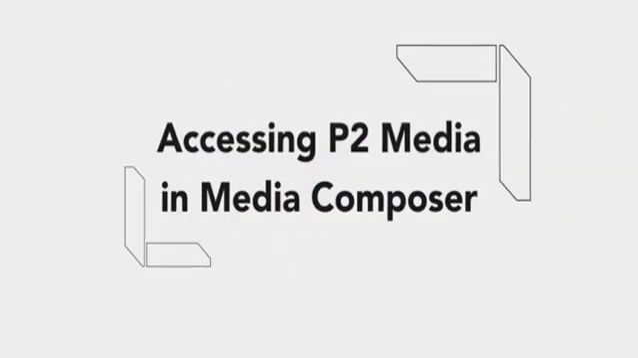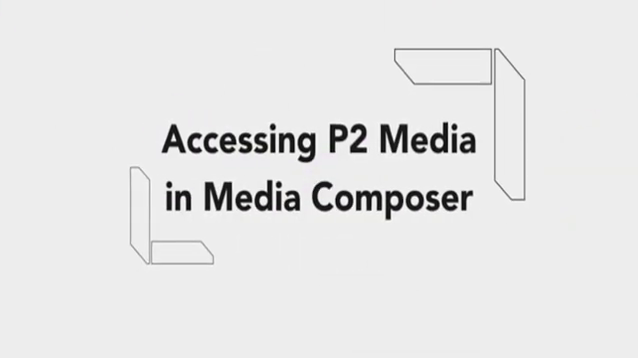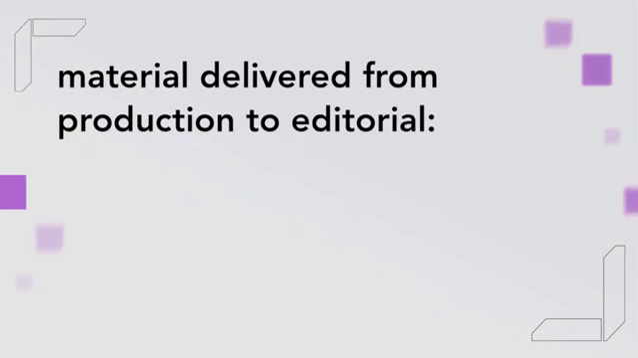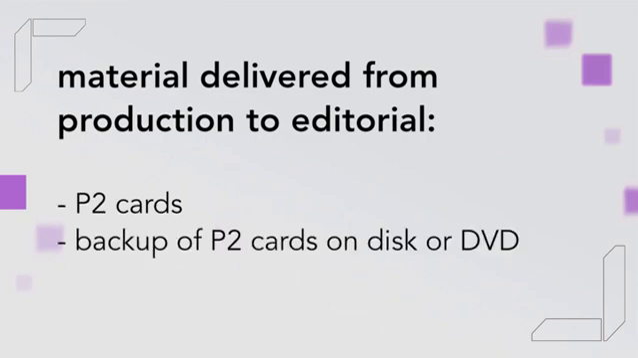Accessing P2 assets within Media Composer. There are a few different ways that P2 material can be delivered from production to editorial. First of all, the material could be on P2 cards, or alternatively, the material might be delivered as a backup of P2 cards, either on an optical disc such as a data DVD, or on USB or Firewire hard drives.